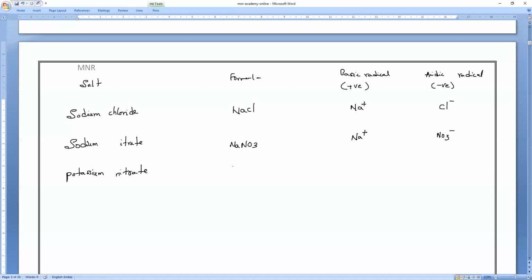Potassium nitrate. So what is the formula? KNO3. So basic radical is K plus and acidic radical is what? Everyone? NO3 minus. Next, zinc sulfate. Pugal, tell me the formula. Zinc sulfate. Is it ZnSO4? Yes.